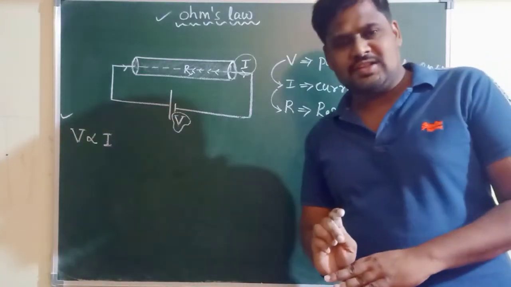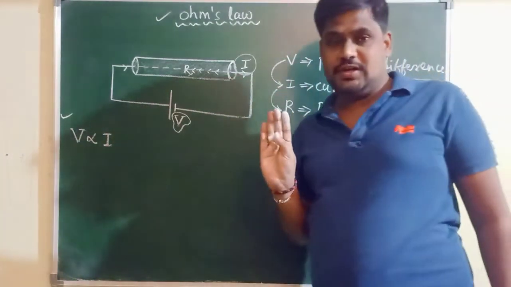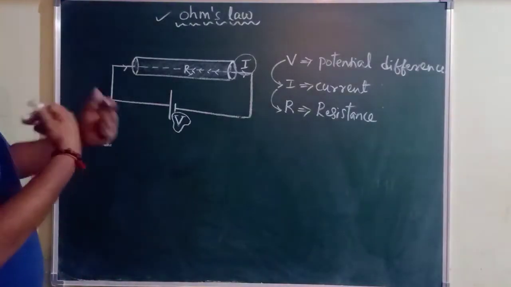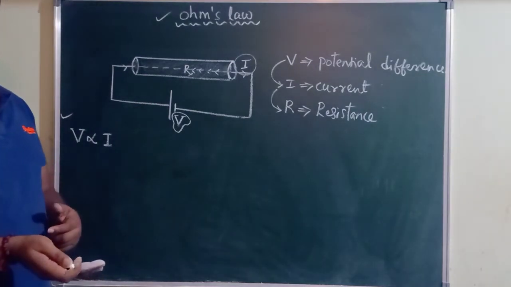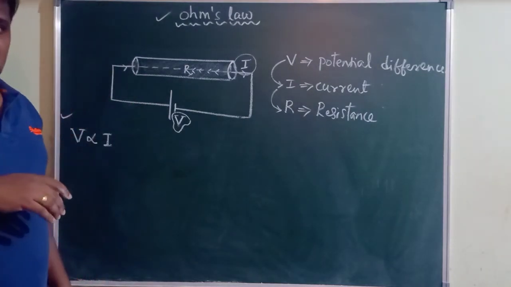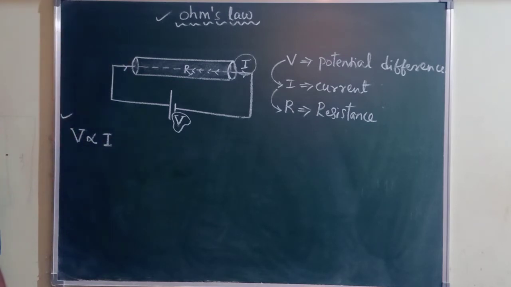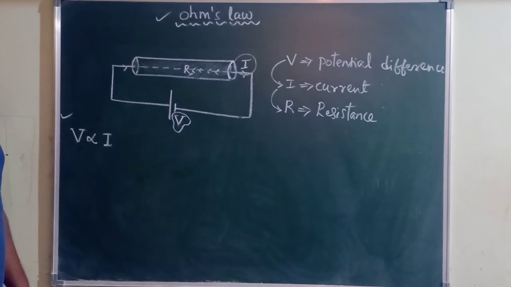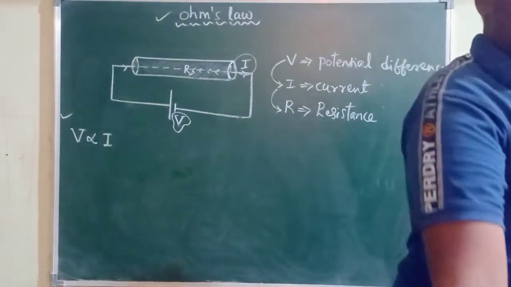Physical conditions means there should not be any variation in the temperature. Temperature should not increase or decrease. There should not be variation in the pressure. Pressure does not change, temperature does not change. So if the temperature and other physical conditions are constant, then definitely voltage and current both are directly proportional to each other. That is called Ohm's law.